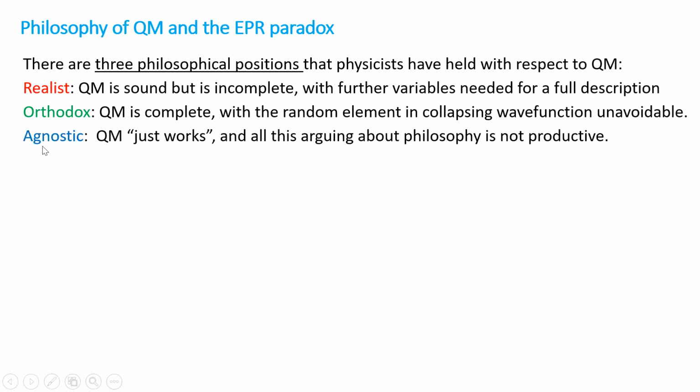The third position is agnostic, and that's to say all this arguing about philosophy is not really productive. Quantum mechanics just works. It's a super accurate theory. All of our technology, or most of our technology, is based on it, so just don't worry about these subtleties of interpretation. There were a reasonable number of people who just decided not to think about the philosophy and foundations of quantum mechanics. Okay, so these are the three positions. Which do we hold now?